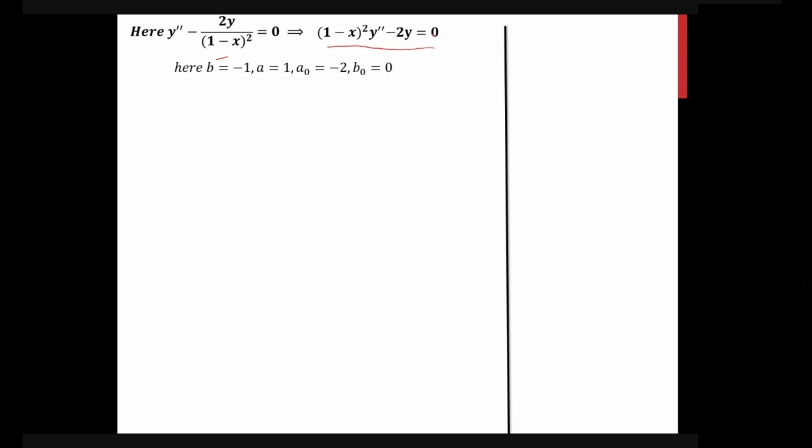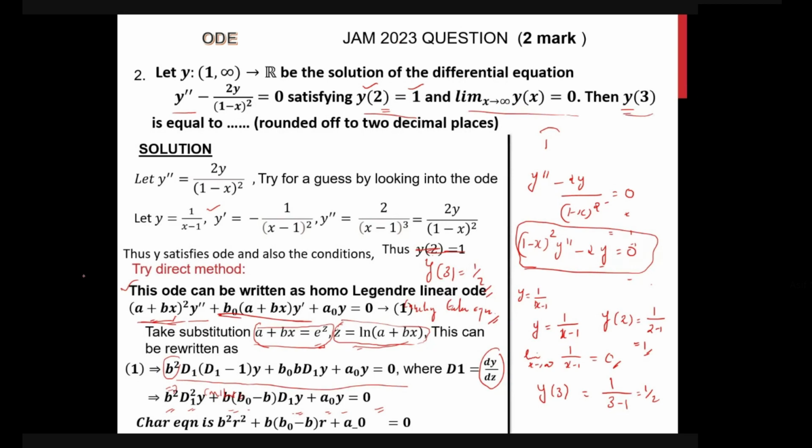This can be written in this format, and this is a Cauchy-Legendre homogeneous equation. And here, in the place of b we have minus 1, in the place of a we have 1, in the place of a naught we have minus 2, right? b naught is equal to 0. So now you can directly substitute in this characteristic equation, and we will get r squared minus r minus 2 equal to 0. So the solution of this is r equal to 2 and minus 1.